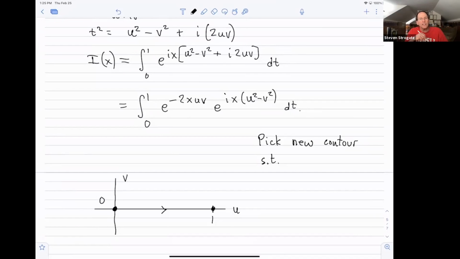well, we want the imaginary part up here to be constant. This would mean that u squared minus v squared should be constant, if possible, or at least piecewise constant on some piecewise defined contour. So pick a new contour such that u squared minus v squared is constant on each piece of the contour.